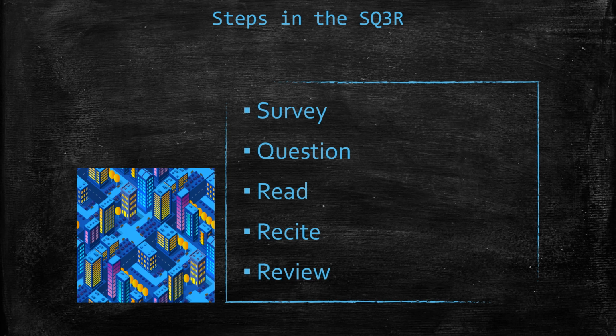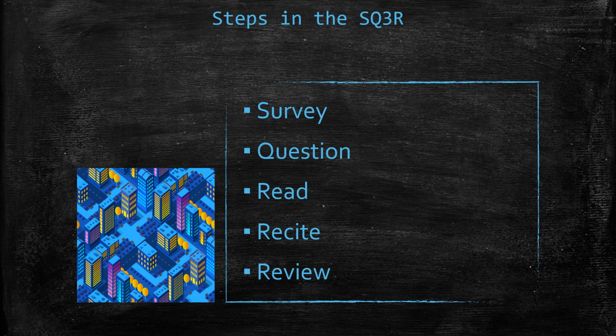The second R is recite. This step is probably the most important part of the system. Recite means that after each section or after each major heading, you should stop, look away from the page, and try to remember the answer to your question. If you cannot remember, look back at the page and reread the material. Then test yourself again by looking away from the page and reciting the answer to your question.